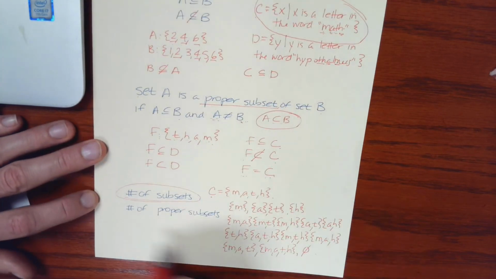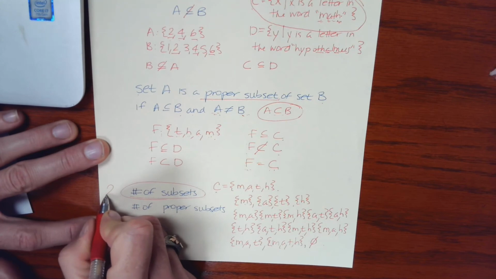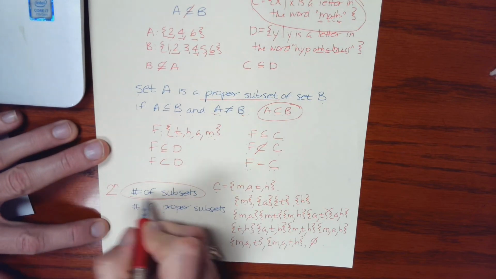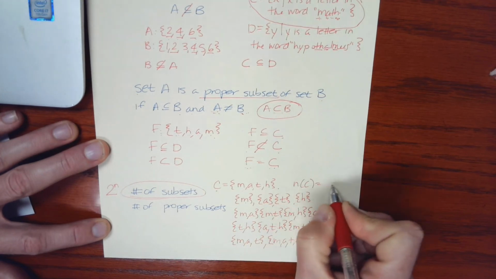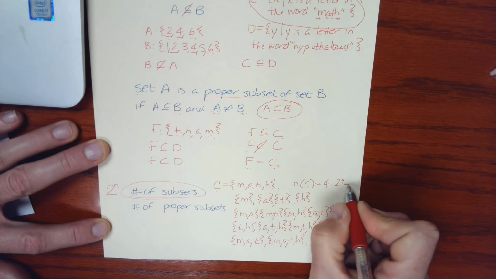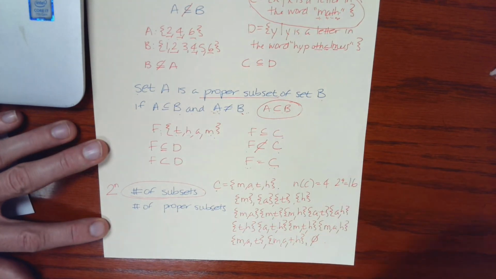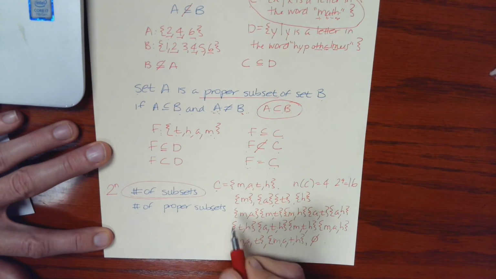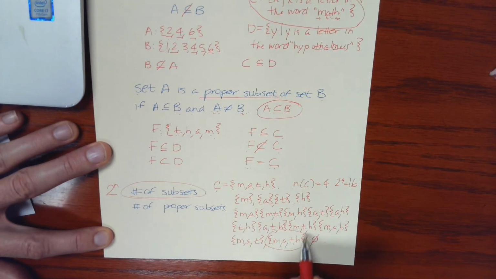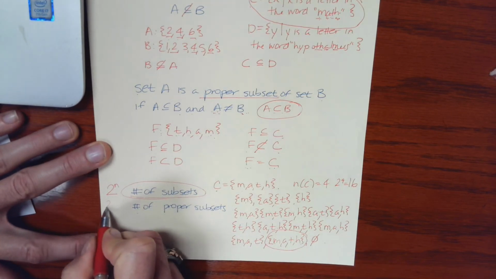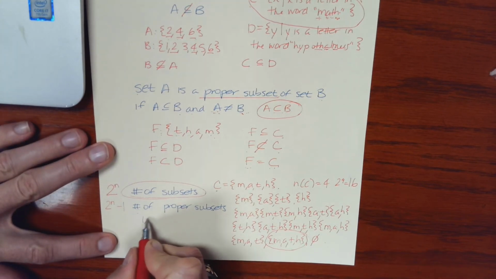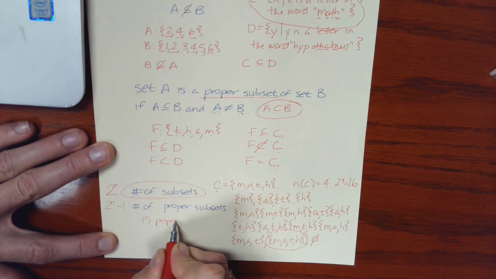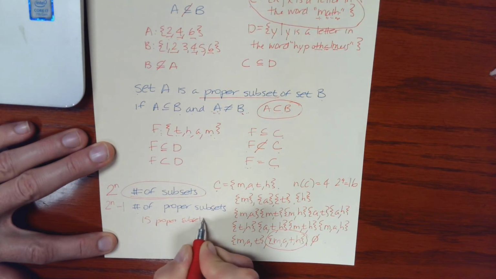A shortcut, if you want to just know the number of subsets, you can take 2 to the n, where n is the number of elements in the set. So in this case, n of C is 4, and 2 to the 4th is, in fact, 16. Now, if you want to know the number of proper subsets, in this case, I would not have included the 4-element set, MATH, and so that would be 2 to the n, but minus 1. So there would be 15 proper subsets in this case.